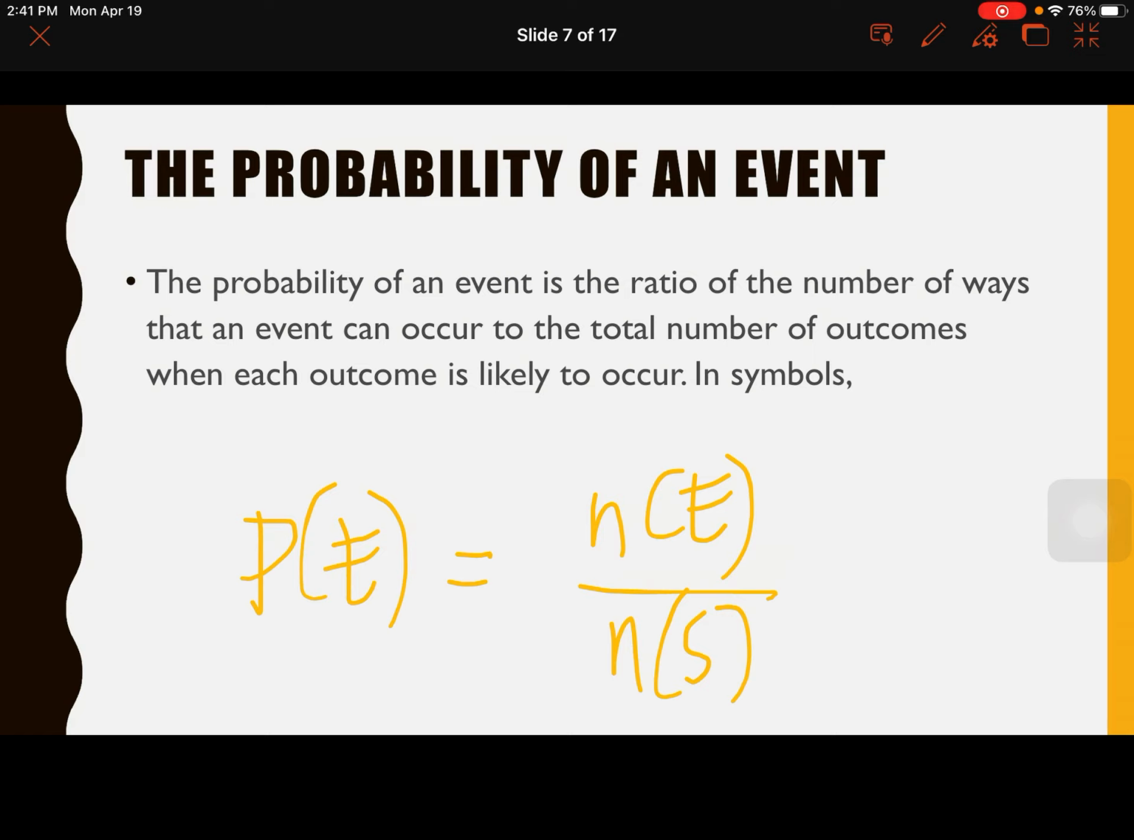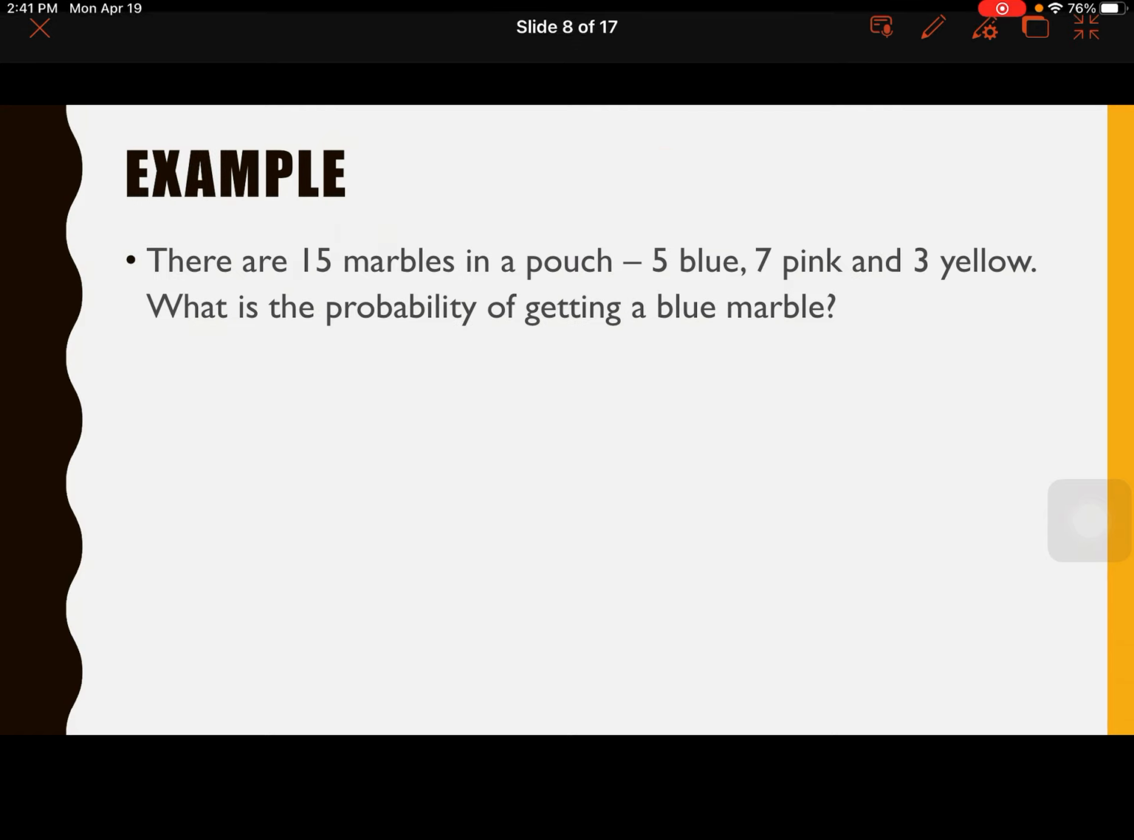So, the formal definition of probability is it is the ratio of the number of ways that an event can occur, so that's n sub E, to the total number of outcomes when each outcome is likely to occur. Now, in symbols, ito yung ating formula. The probability of E is equal to n sub E divided by n sub S. N sub E is the number of events that are likely to happen given that specific condition, and then divided by the number of possible outcomes in your sample space. Okay? So let's apply that.